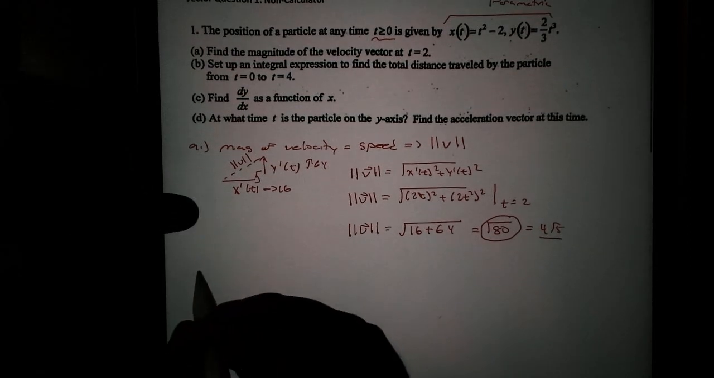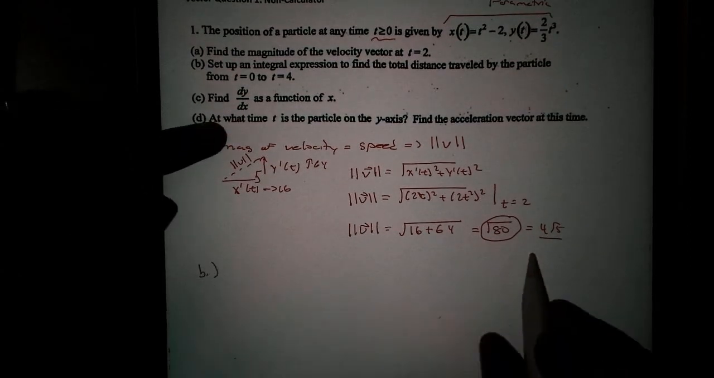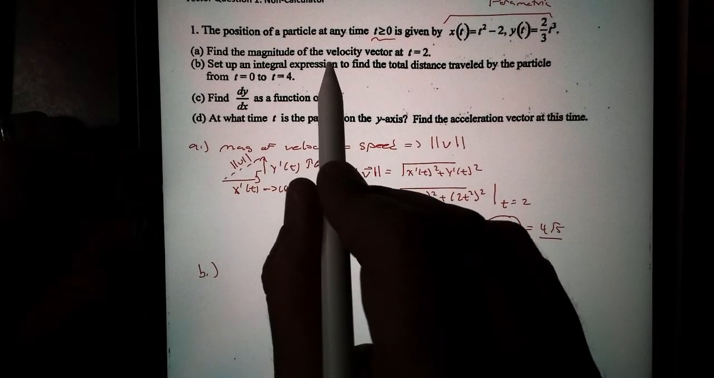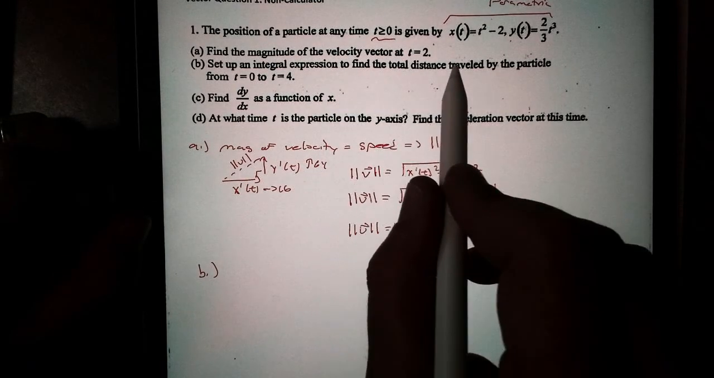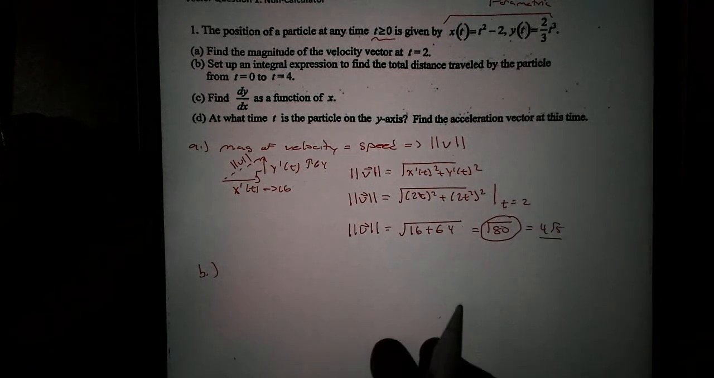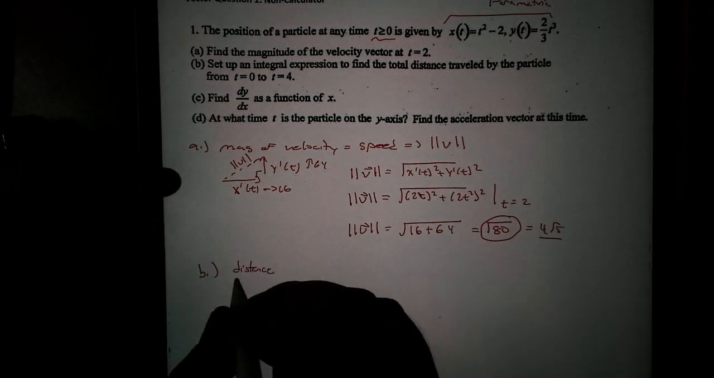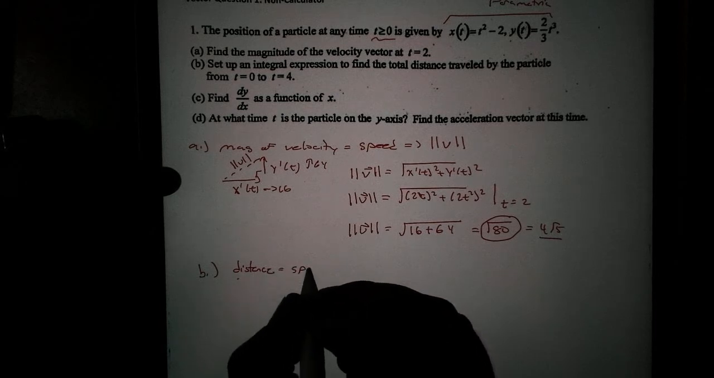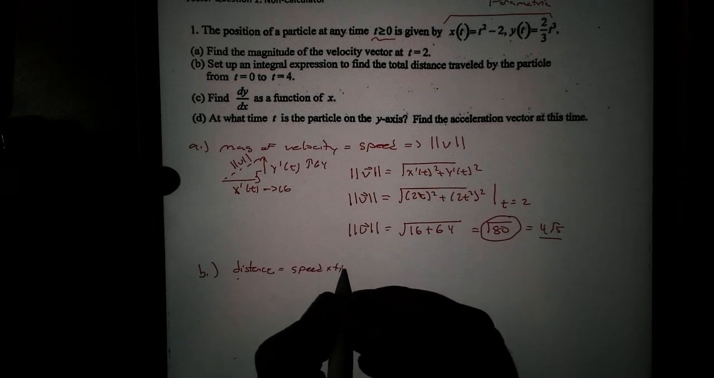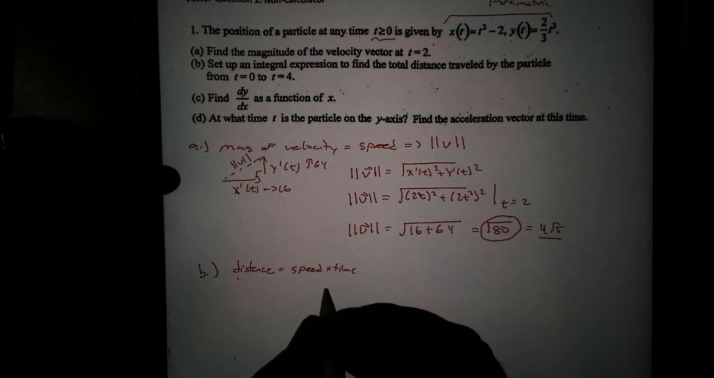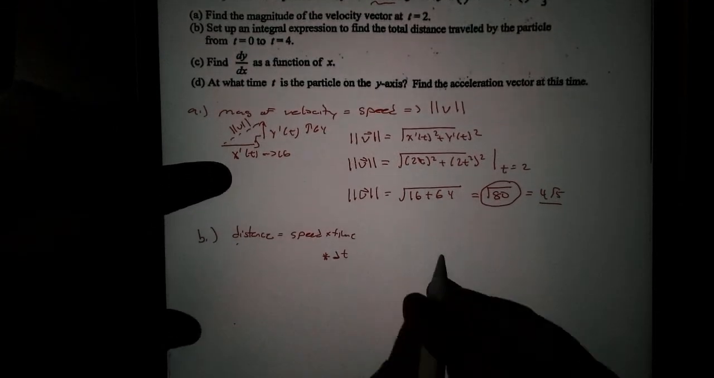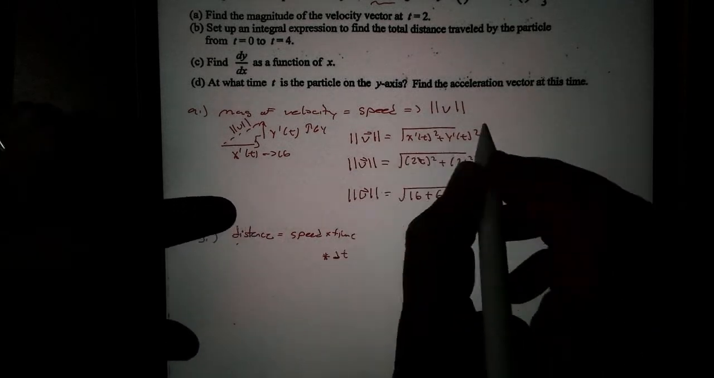Alright, now part B says, set up an integral expression to find the total distance traveled by the particle. So to get total distance, we talked about this in another video. Distance is equal to speed times our time. Now we're talking about minute amounts of time, so we're going to call that dt, the shortest amount of time possible. Well, speed, that's our magnitude equation.